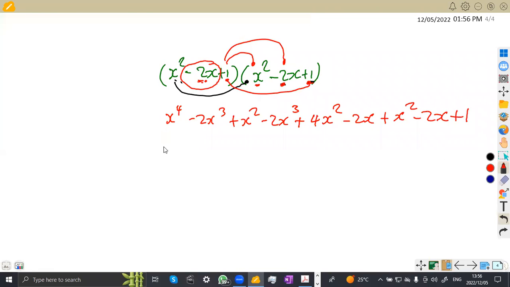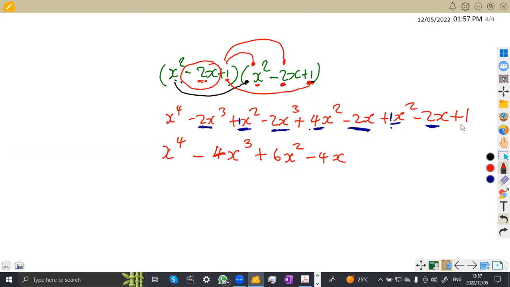Okay, then we can collect like terms. That's x to the exponent of 4. We have got negative 2x cubed here and negative 2x cubed here, so negative 2 and negative 2 will be negative 4. So we are going to obtain negative 4x to the exponent of 3. We move on to x squared. This is 1x squared plus 4x squared, which is 5, plus also 1x squared. So 1 plus 4 is 5, plus 1 is 6. So it's going to be plus 6x squared. Okay, let's move on to x. We have got negative 2x here and negative 2x here, so that's negative 4x. And we just have this 1 which is left.